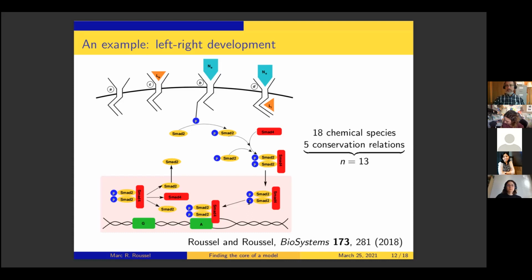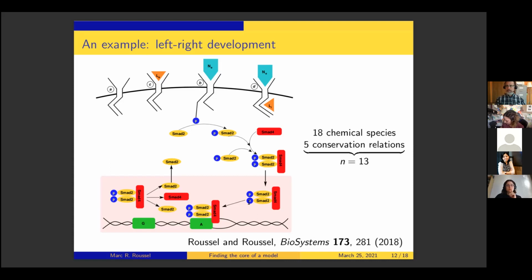Now you can guess from the name that when lefty was first discovered, it was discovered on the left side. And in fact, at first people thought lefty was the thing that determined the left side. But it turns out that's not what lefty does. What lefty does is it's an antagonist of nodal. It binds to the same receptor as nodal and stops it from binding. And nodal activates not only its own transcription, but the transcription of lefty as well.